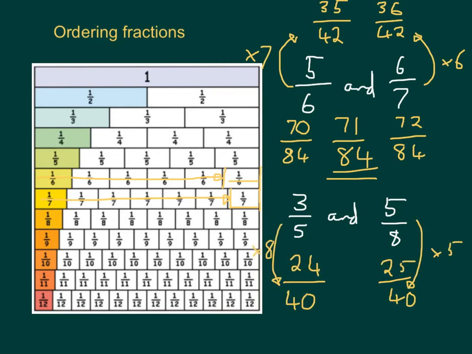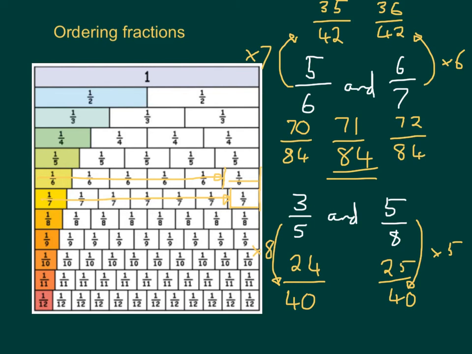Similarly, to compare the size of 3/5 and 5/8, I'd want to get both fractions out of the same denominator. I can get them both out of 40. 3/5, multiply the top and bottom by 8, gives me 24 out of 40. 5/8 gives me 25 out of 40, so I can see that one's bigger.